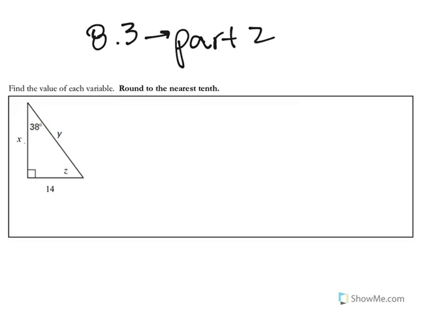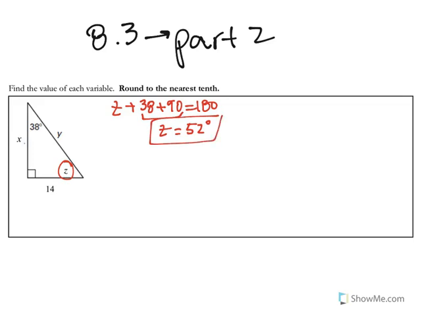So before we get into inverses, let's talk about another example. This is another solve the triangle. We're finding all the variables x, y, and z. Where do you want to start? Well, I want to start with angle z. In order to find angle z, we know that the sum of the angles in a triangle is 180, so I can do z plus 38 plus 90 equals 180. Add 38 and 90 and subtract that from 180. That gives me z equals 52. Easy.